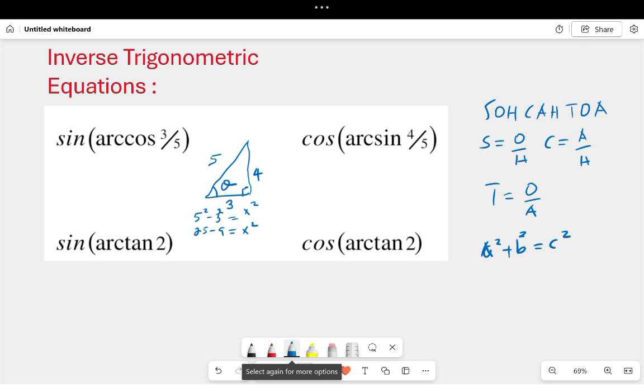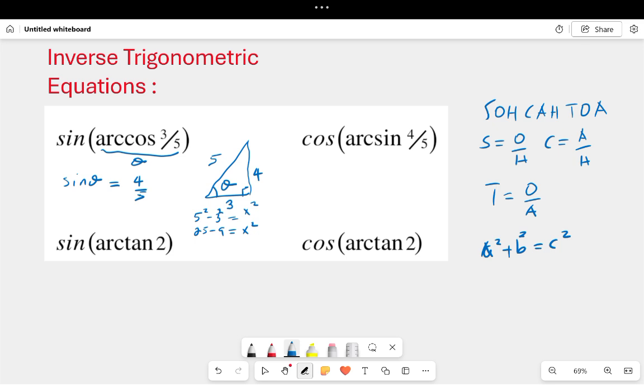Now, the arc cosine of 3 over 5 is theta. So what will be the sine of theta? Sine theta will be opposite divided by hypotenuse, which is 4 over 5. Therefore, the answer for sine arc cosine 3 over 5 is 4 over 5.